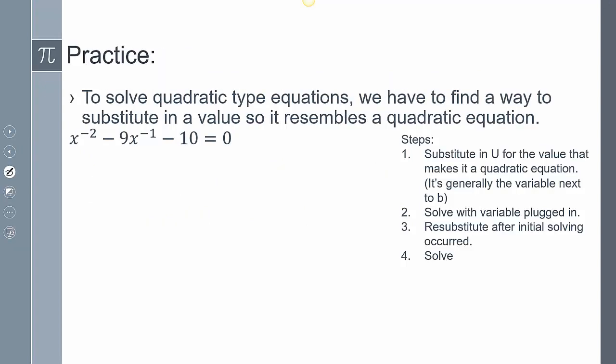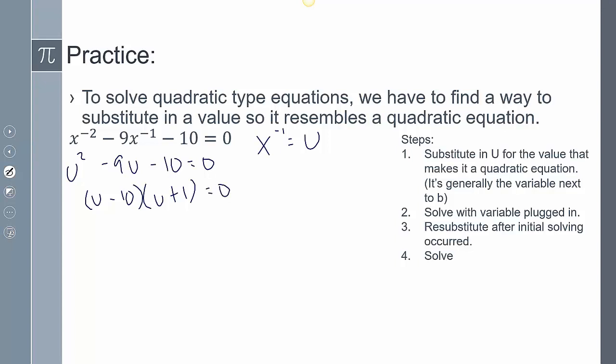Now sometimes our values can be a little tricky. In this instance, x to the negative 1, what if we make that u? I said the shortcut is generally the value that's next to b. So this is going to give me u squared minus 9u minus 10 equals 0. So now factoring this, you're going to get u minus 10 and u plus 1. Now remember, we're still solving, so u equals 10 and u equals negative 1.